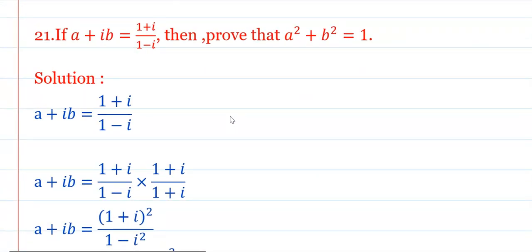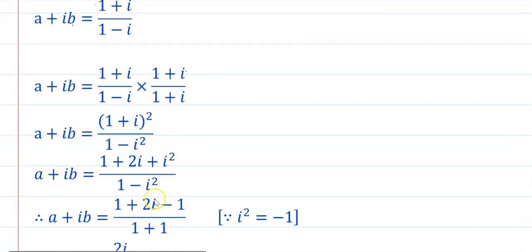Okay, now problem number 21. If a plus ib is equal to 1 plus I upon 1 minus I, then prove that a square plus b square is equal to 1. So again we have to consider this expression. This is the expression: a plus ib is equal to 1 plus I upon 1 minus I. I will multiply by its conjugate, numerator and denominator, by 1 plus I into 1 plus I. Numerator as well as denominator: 1 plus I into 1 plus I is 1 plus I bracket square.